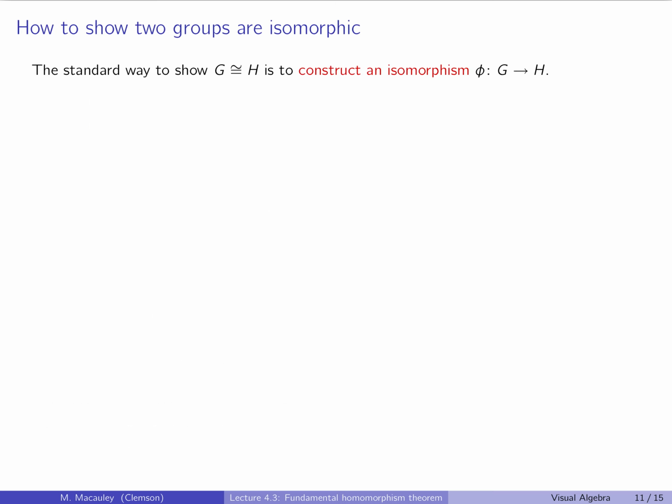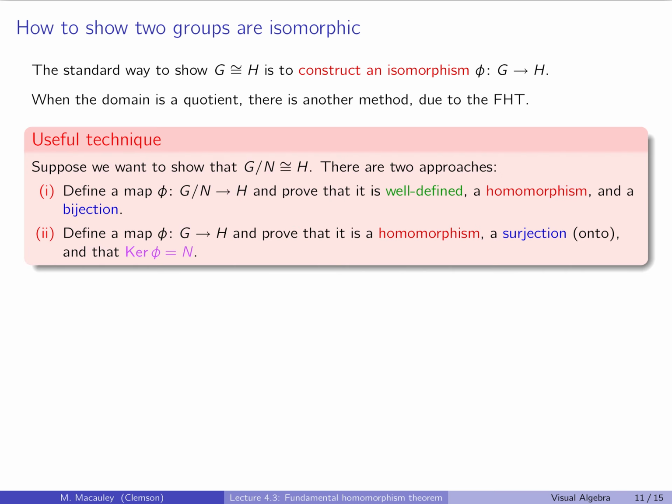The standard way to show that two groups are isomorphic is to construct an isomorphism between them. However, if the domain G is a quotient, then there is another method due to the fundamental homomorphism theorem. Suppose we want to show that G mod N is isomorphic to H. There are two things we can do.